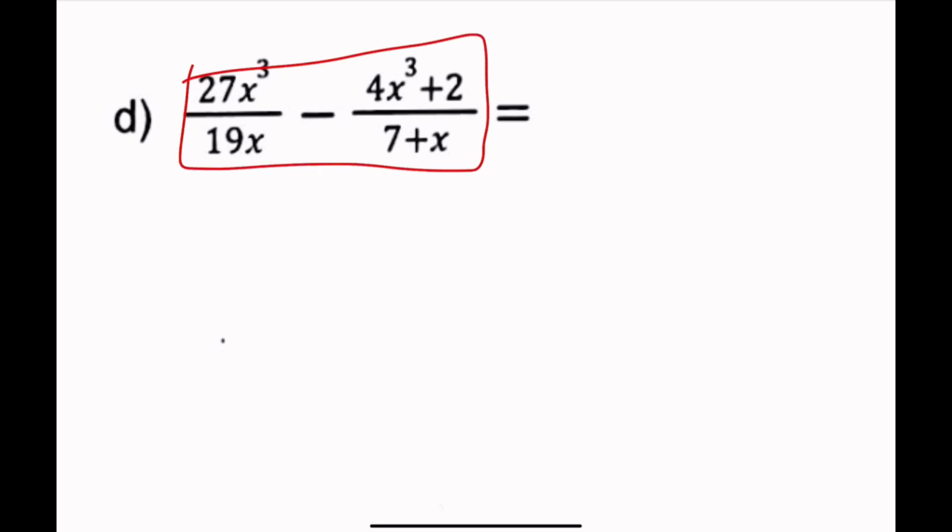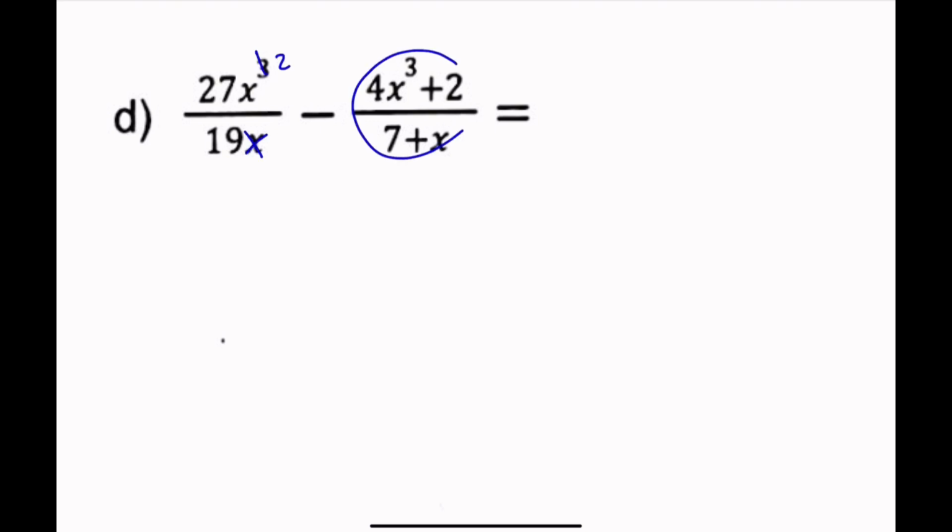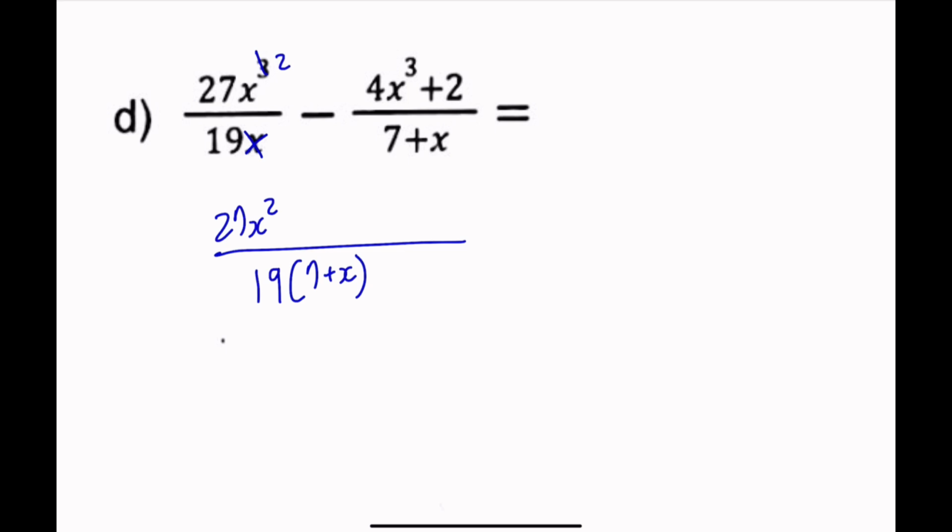this minus this. Okay, so first thing that you want to notice is that this is x cubed and this is x, so we can just take away one x from each side, right? And so this can be squared and this can just go away, and this can't be anything further, right? And so now we have 19 and 7 plus x, and so the least common multiple of that is just going to be those two numbers multiplied together. So this is going to be equal to 19 times 7 plus x, 7 plus x, like that, and then 27x squared.